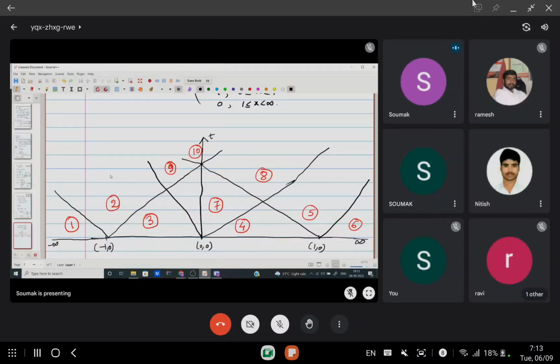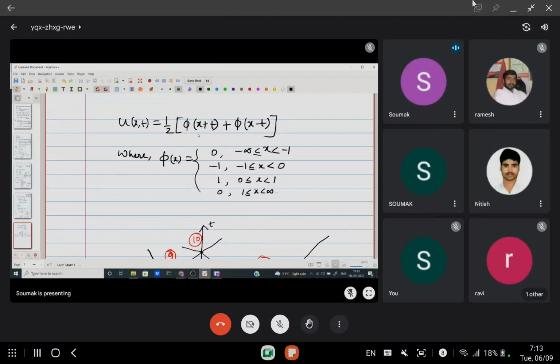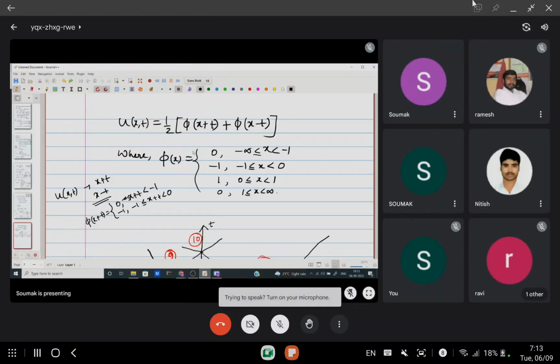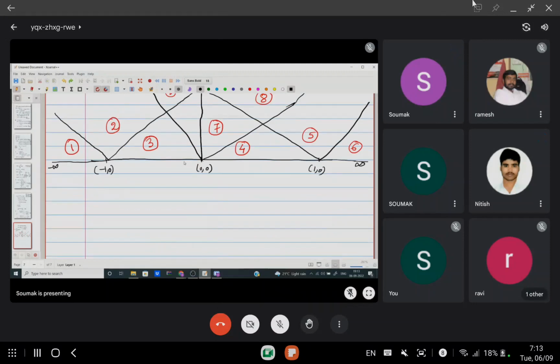And how do I draw these lines? Because u depends on a function of x plus t and a function of x minus t. So I draw the lines x plus t. My phi of x plus t is what? It is 0 whenever x plus t is less than -1, and it is -1 when x plus t is between -1 and 0, right? So I draw the line x plus t, not x. You understand? It is the xt plane.